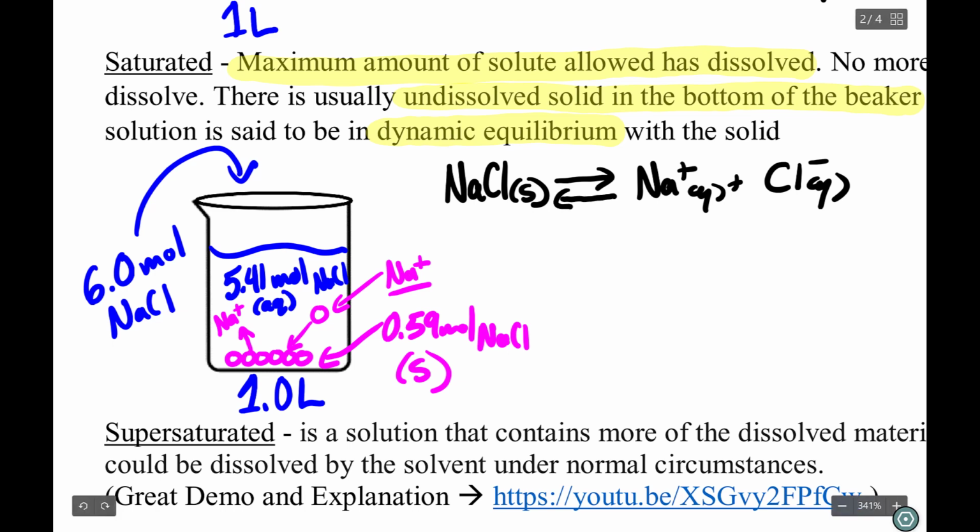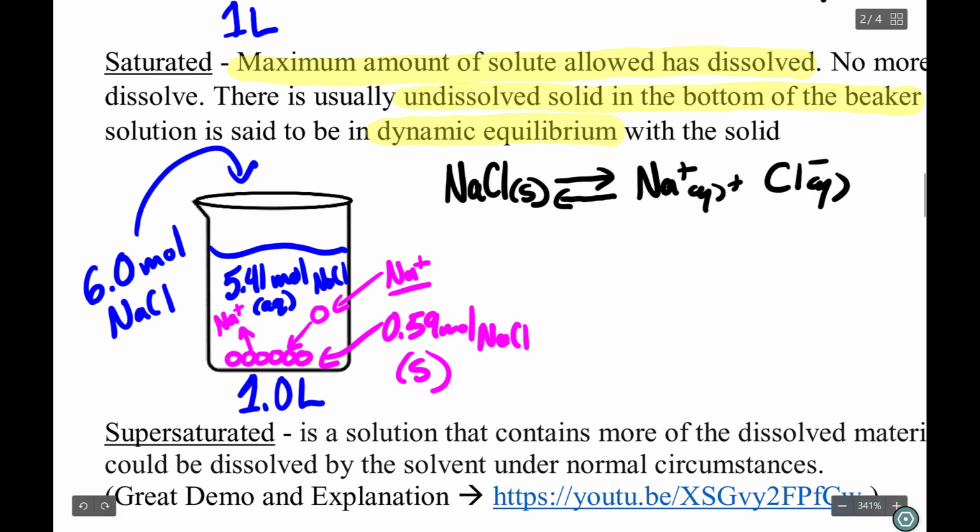Sodium ions and chloride ions are becoming solid at the same rate as the solid is becoming sodium ions and chloride ions. If I'm making this pair, then I'm going this way, and then this has to break down into that pair. So it's dynamic. 2 players go off the ice, 2 players go on the ice. I hope that makes sense.